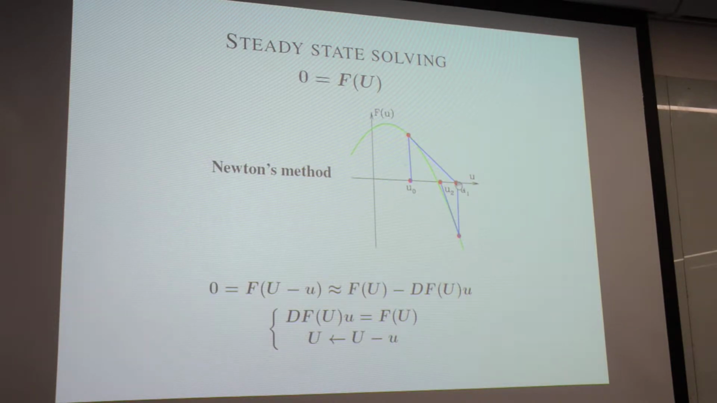Now, of course, that's not a zero of the green function. Here's the value of the green function, and here's its slope. You follow that line till it hits zero, and that is your new guess, and so on. This is shown in a scalar example, but you can write it for any dimension by using Jacobians instead of derivatives, and we write it this way.